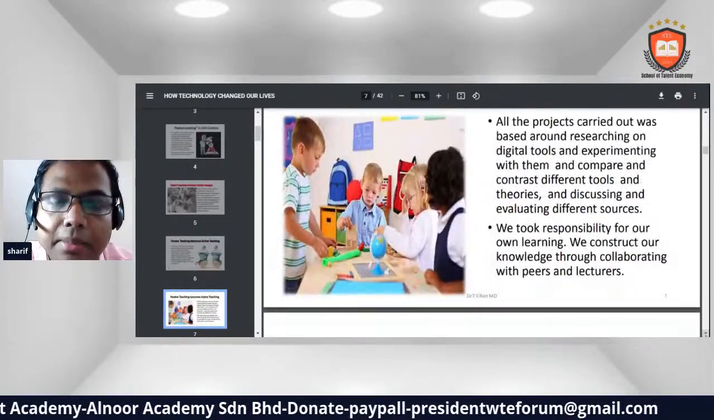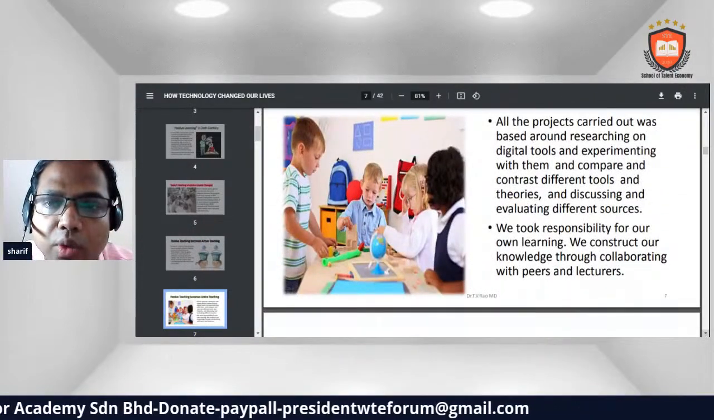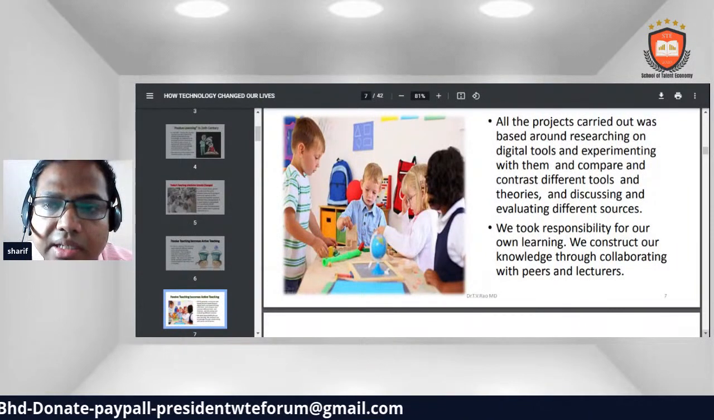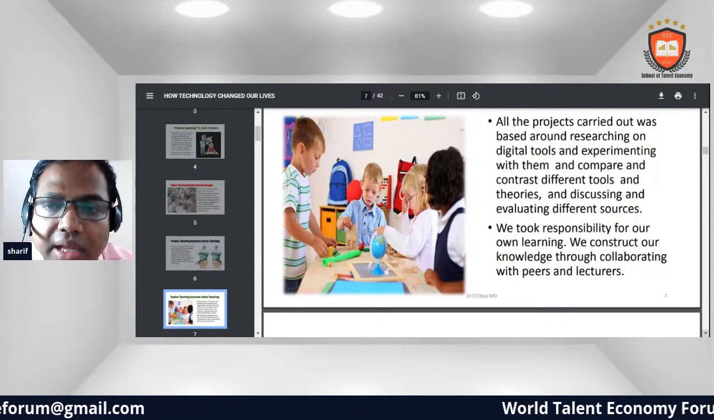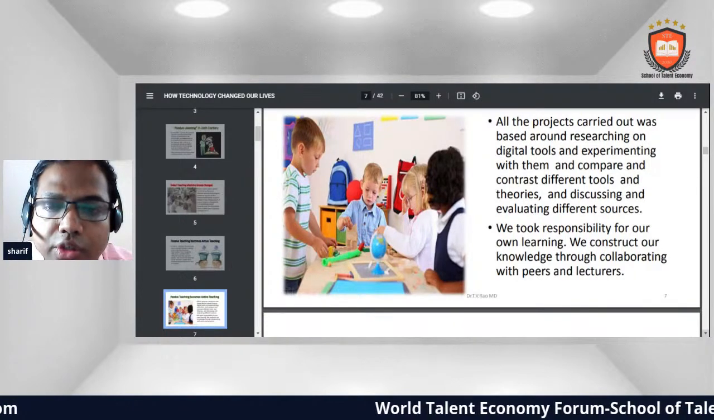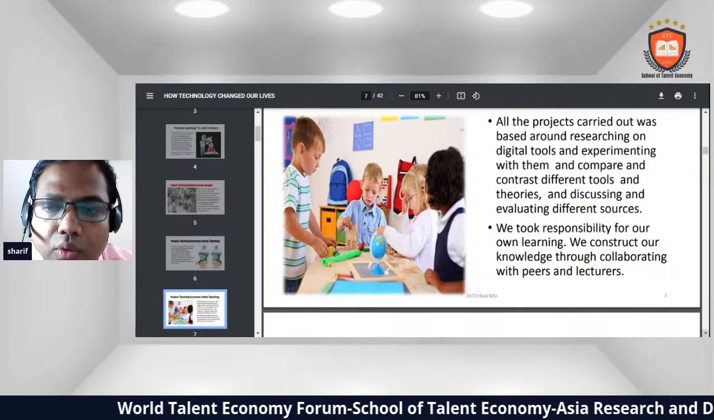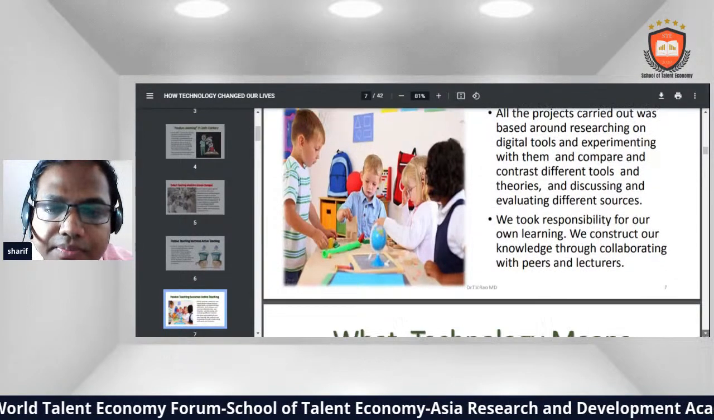Passive teaching became active learning. All the projects carried out were based around researching digital tools and experimenting with them, comparing and contrasting different tools and theories, and discussing and evaluating different sources. We took responsibility for our own learning. We constructed our knowledge through collaborating with peers and lecturers.